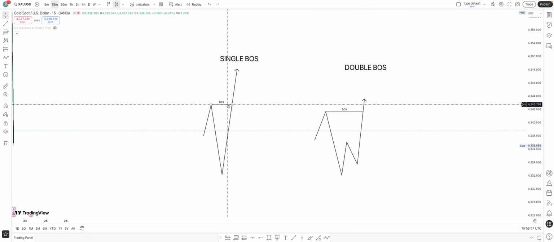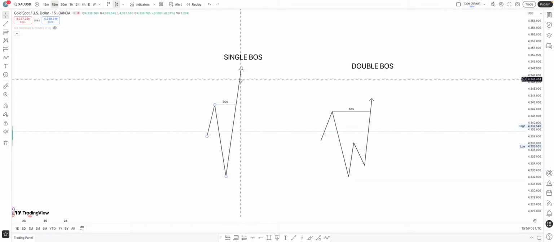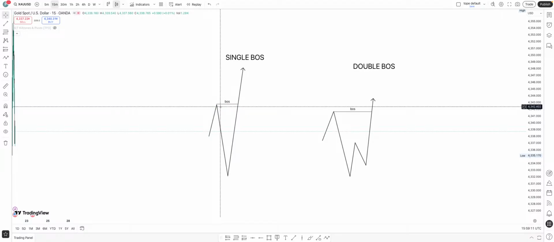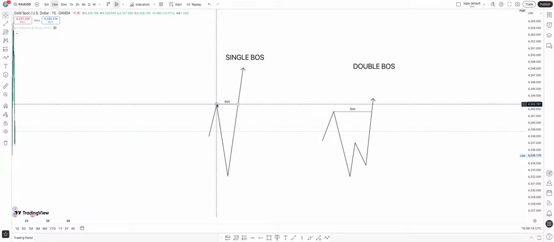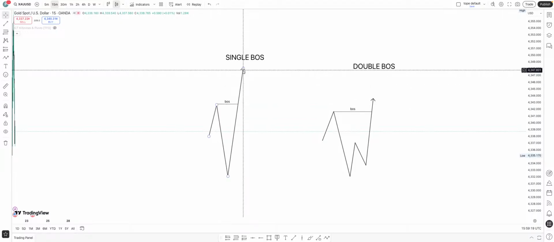So, this is a single break of structure. We have a market situation here like this. The market is going, and we had this impulse move up. The market did not slow down. We just broke structure with one clean move. We had just one clean move. So this is a single break of structure. As you can see, the market came from here and we just broke structure straight. So that's a single break of structure.